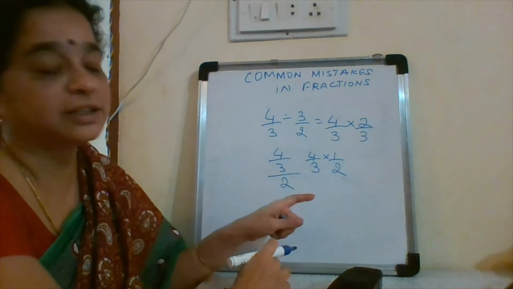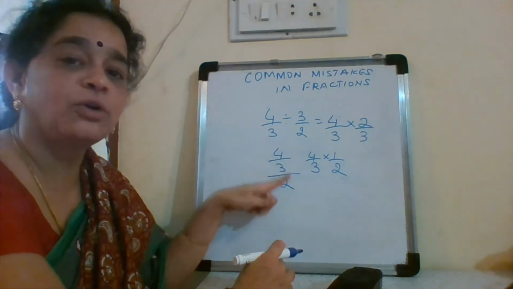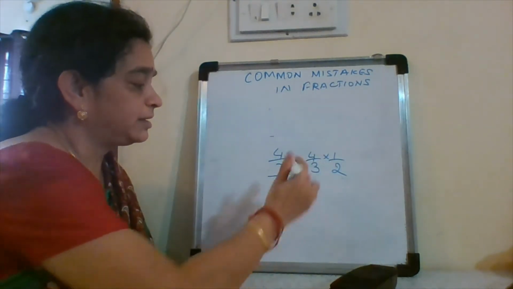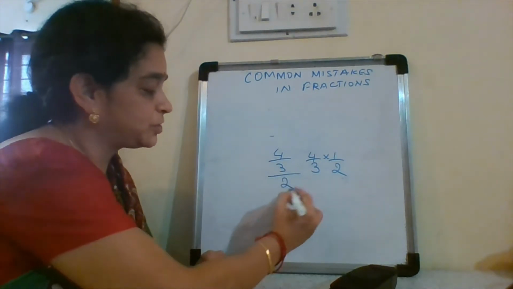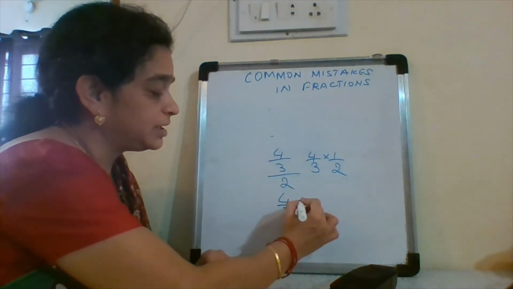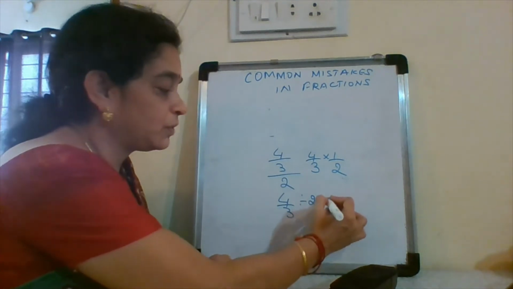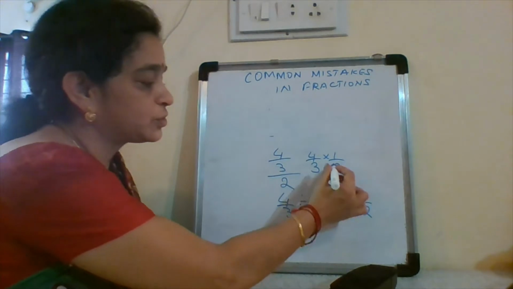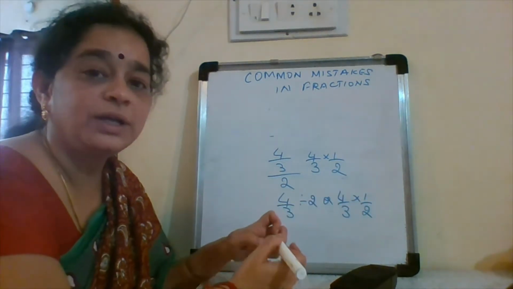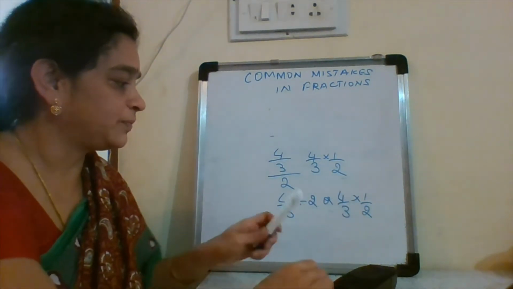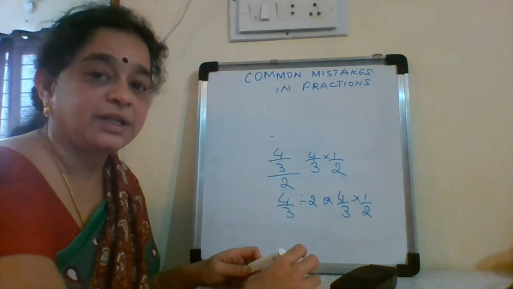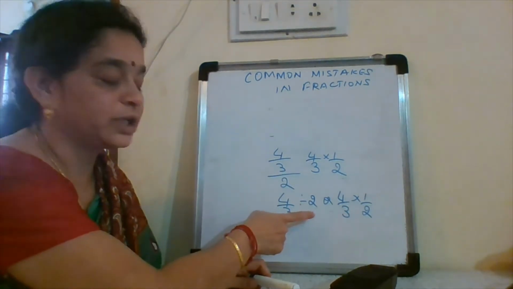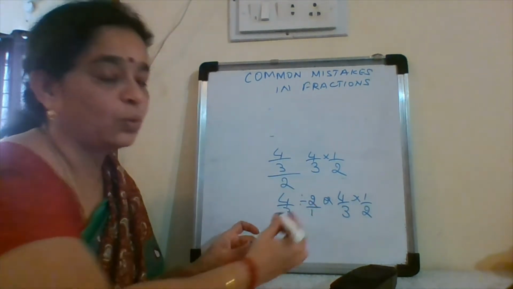Now many children get confused whether this 2 comes in the denominator or the numerator. In such cases, you write 4 by 3 by 2, which means 4 by 3 divided by 2, or 4 by 3 into 1 by 2. So you get the same answer. This will give you more clarity in understanding. Students have to know where this 2 comes, whether in the numerator or denominator. You can do this: this is 2 by 1.